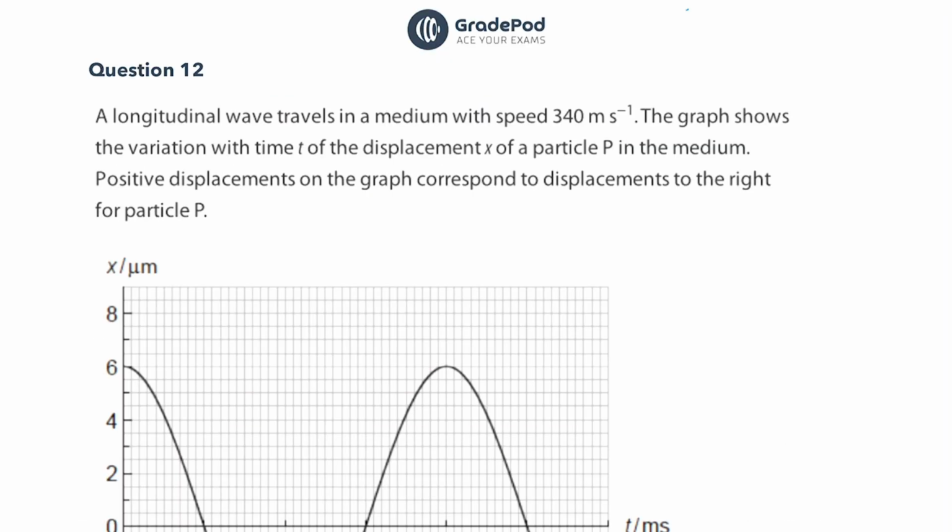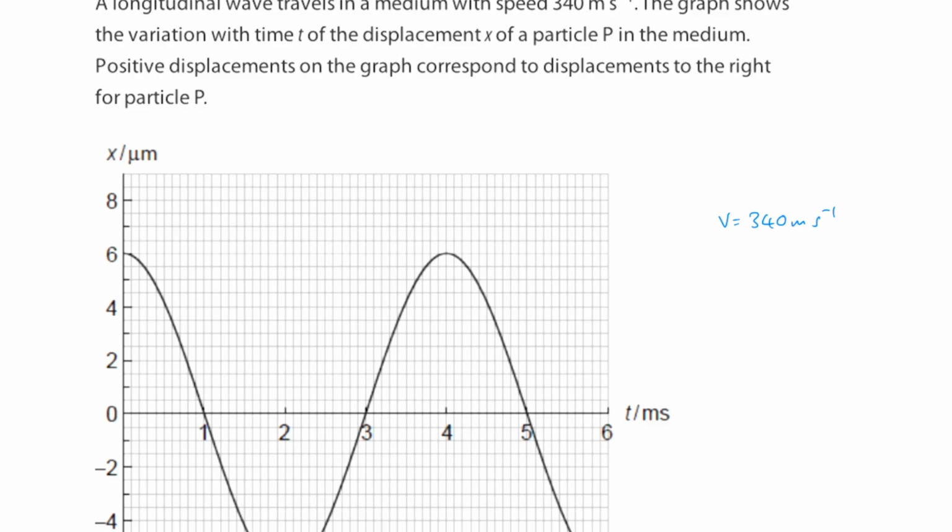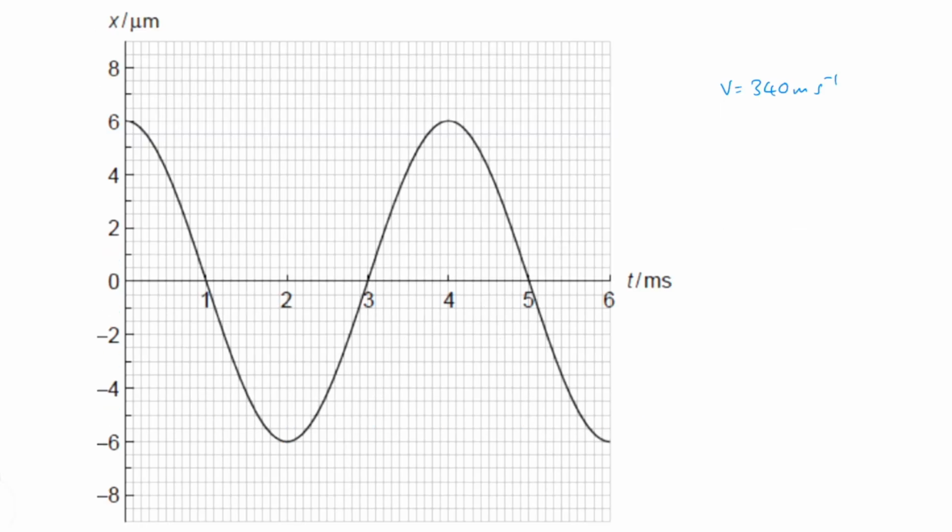Question 12. Let's just do all the questions today, shall we? A longitudinal wave travels in a medium with a speed of 340 meters per second. The graph shows the variation with time of the displacement x of a particle P in the medium. Positive displacements on the graph correspond to displacements to the right for particle P. It's a longitudinal wave and it's a displacement time graph.